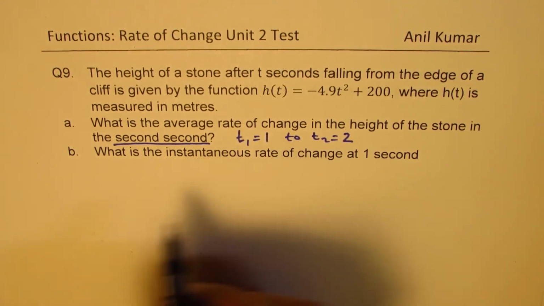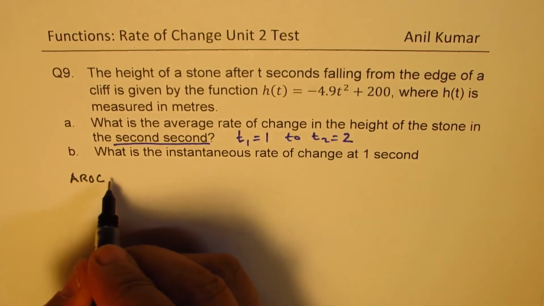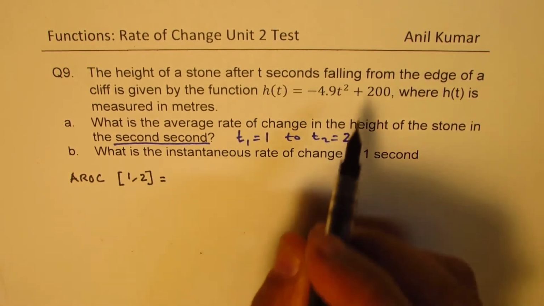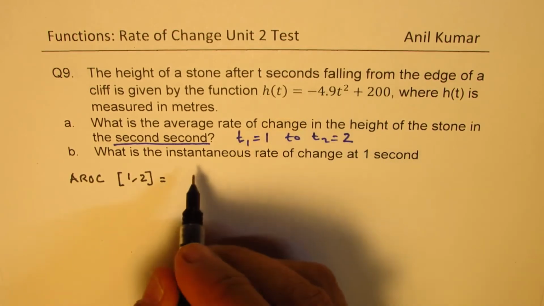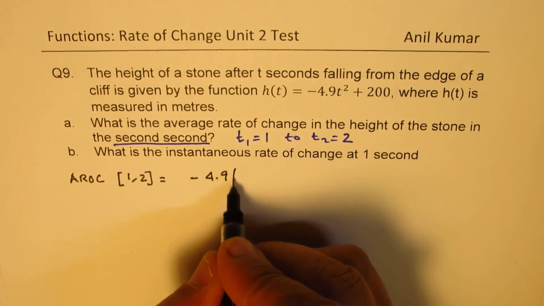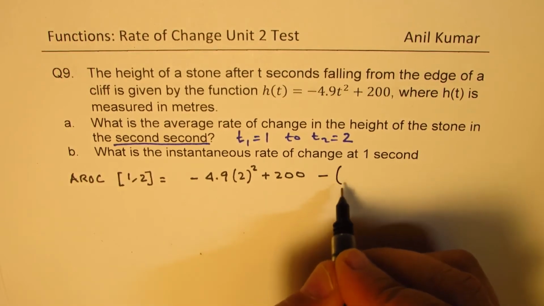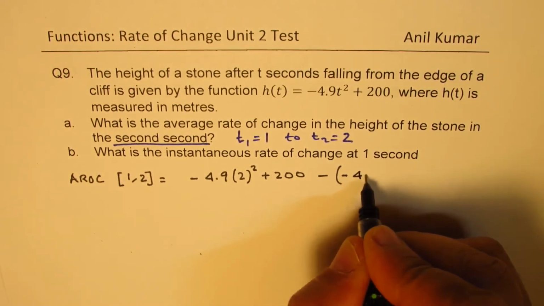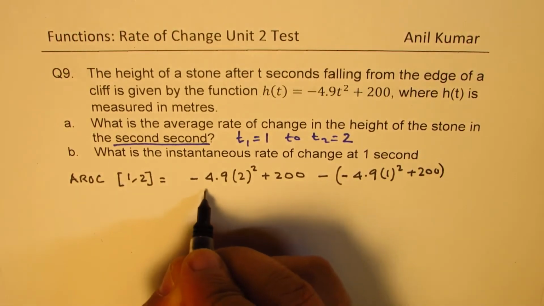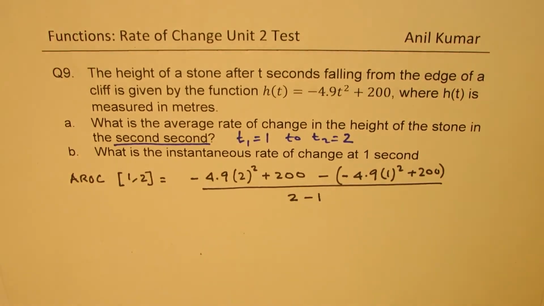Okay. So let's find the average rate of change in the second, right? So that means we are looking into the interval from 1 to 2. The equation is given to us, so we get this as minus 4.9 times 2 squared plus 200, minus, let's put it in brackets, minus 4.9 times 1 squared plus 200, divided by 2 minus 1. Correct. So that is your second.